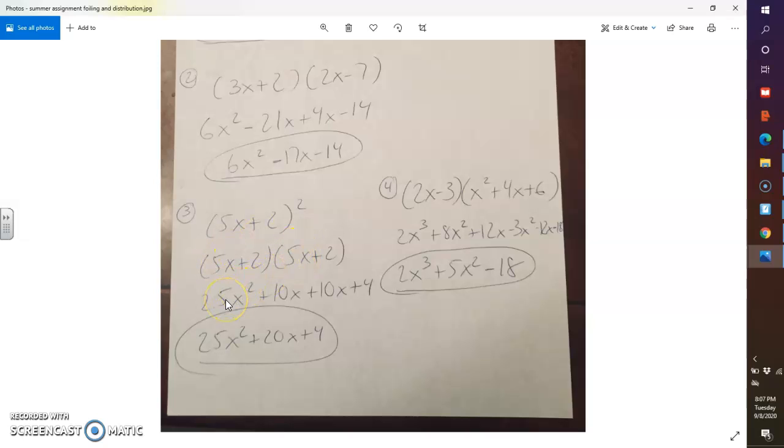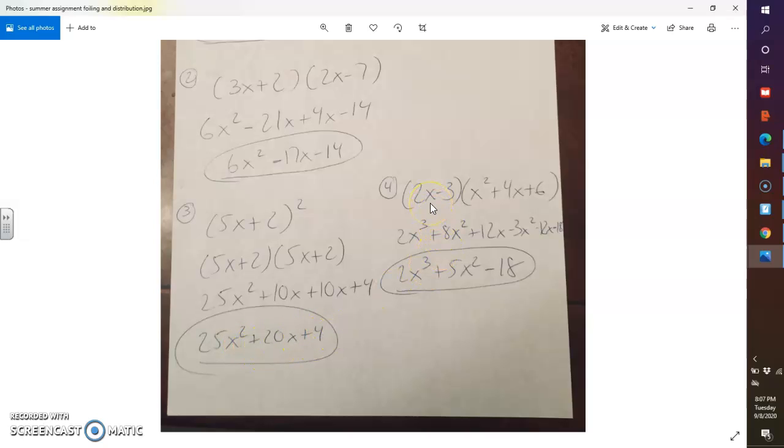5x times 5x is 25x squared. 5x times 2 is 10x. 2 times 5x is 10x. 2 times 2 is 4. And my middle terms combine to be 10x and 10x is 20x. So I get 25x squared plus 20x plus 4.